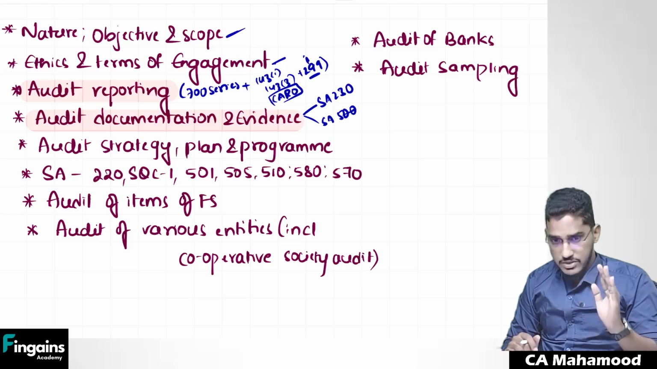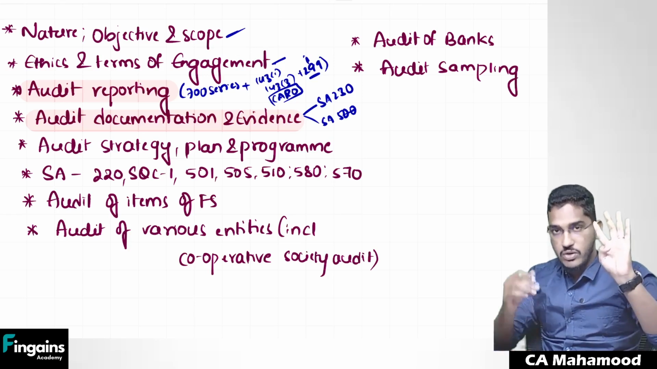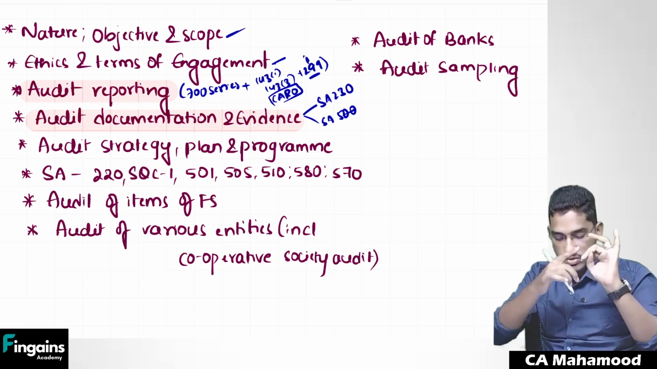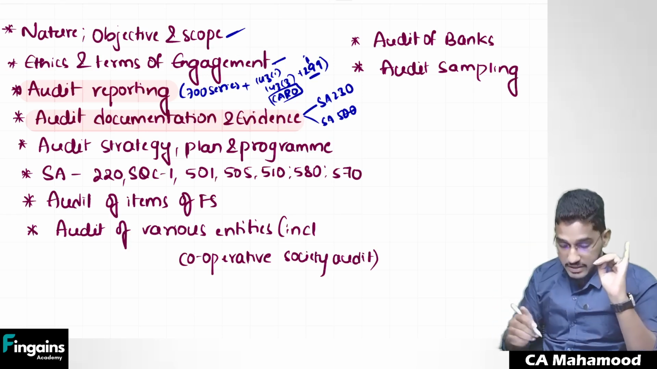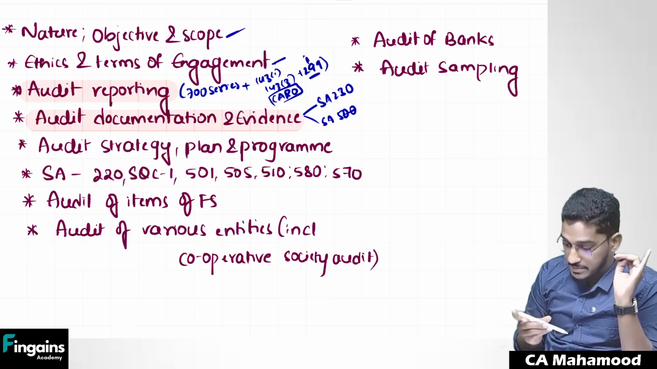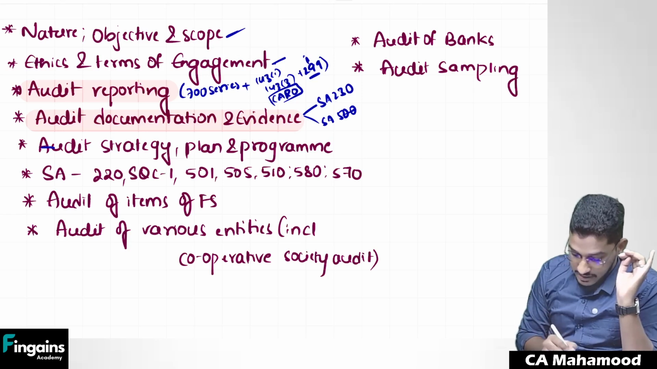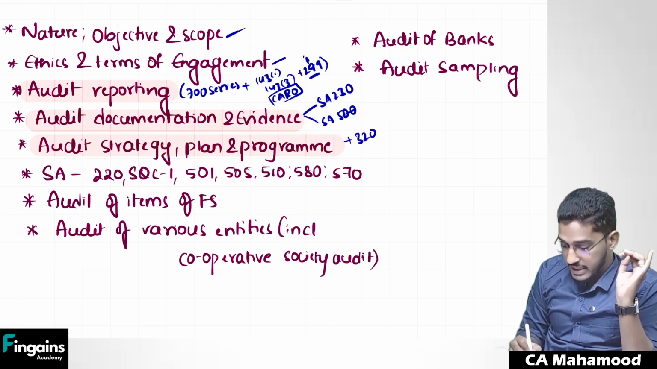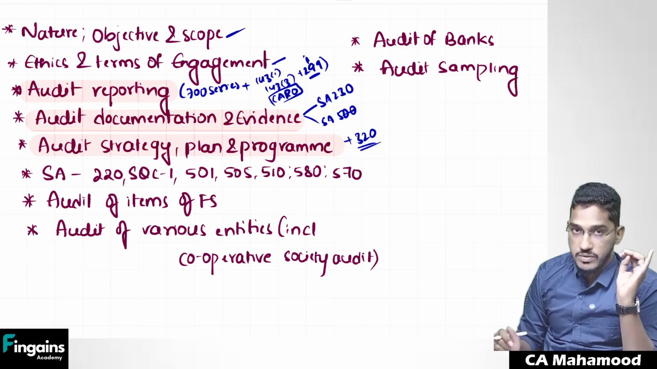Understood, everybody? So 4 chapters. What is the order? Follow the same order: nature, objective and scope of audit, ethics and terms of engagement, audit reporting, audit documentation and evidence. Then you immediately go and pick up audit strategy, planning and program, in which we actually discuss SA 300. Along with this chapter, you will also find materiality, SA 320 also will be there.